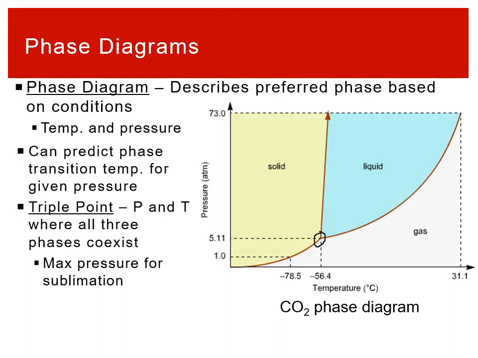One important point about the triple point is that it is the lowest pressure where liquid can exist. You'll note for CO2, that's 5 atmospheres. So liquid CO2 only exists above 5 atmospheres of pressure. It's possible to do that in a lab, but it doesn't exist under ambient conditions. You'll note 1 atmosphere is where we live. That's why solid carbon dioxide sublimes. So the triple point is the maximum pressure for sublimation.